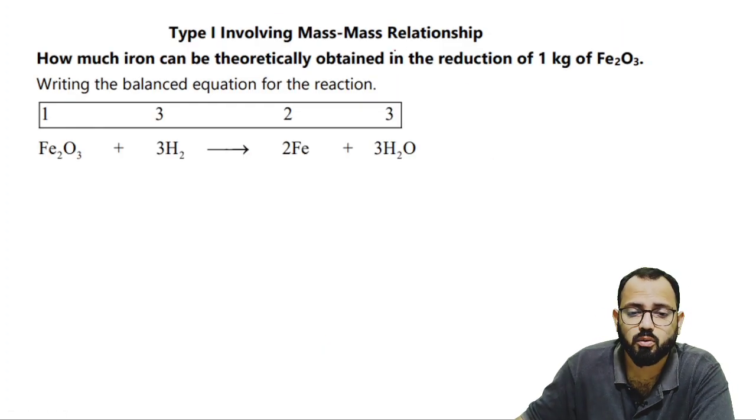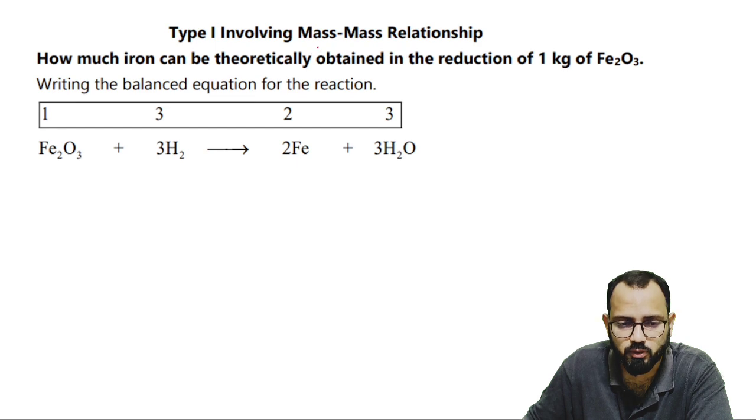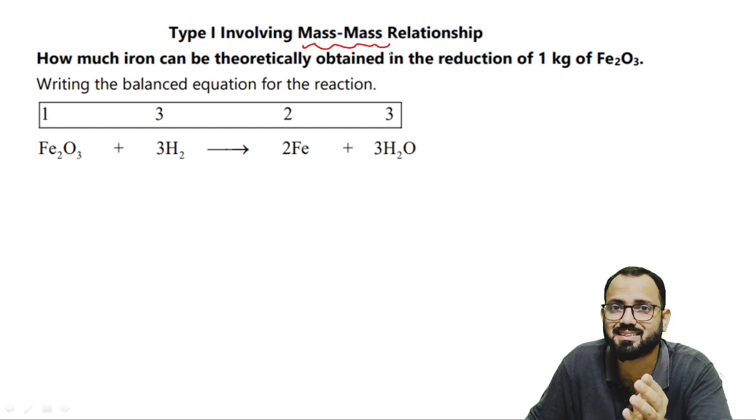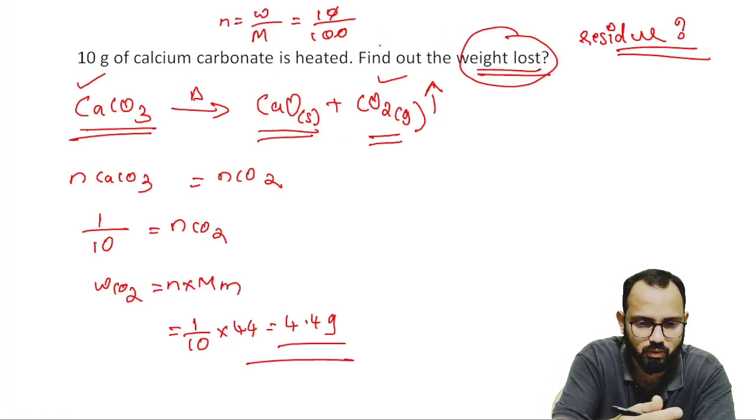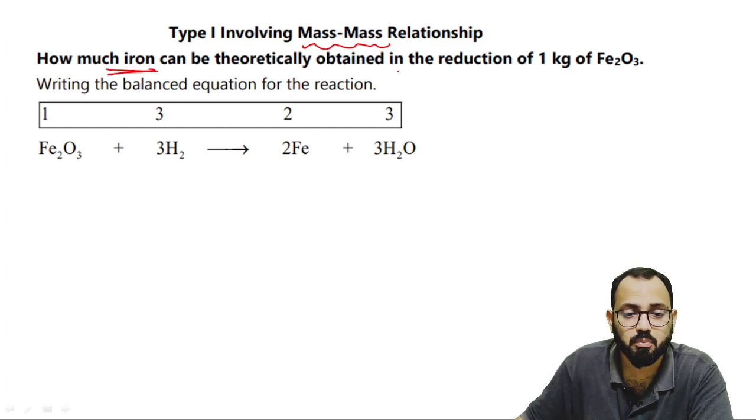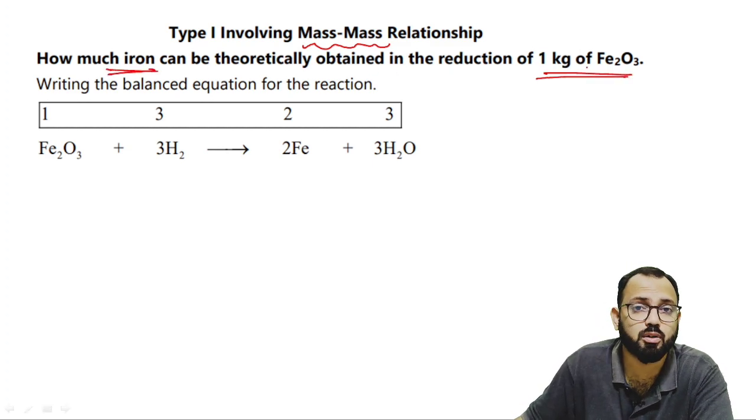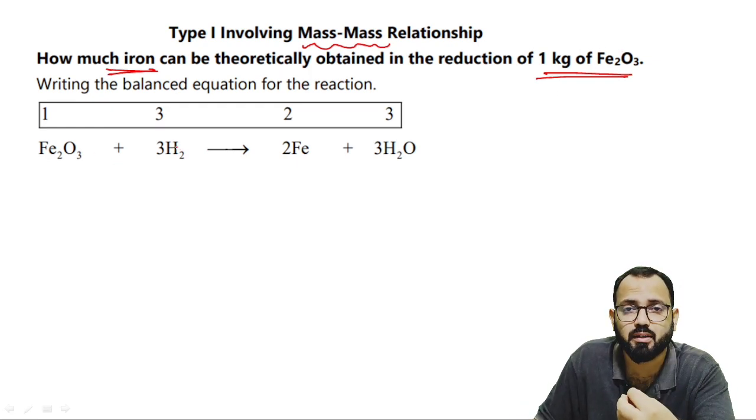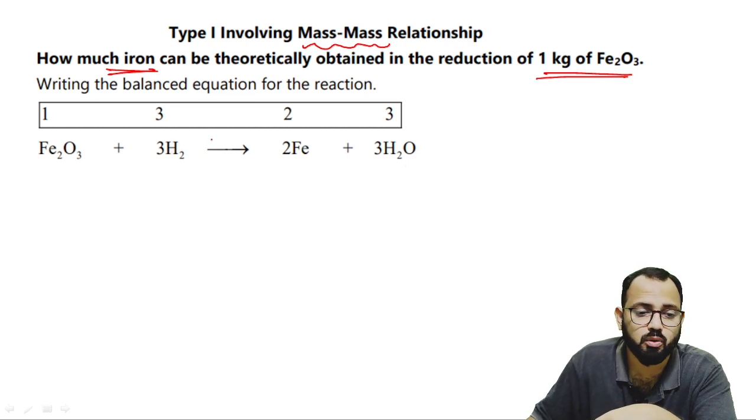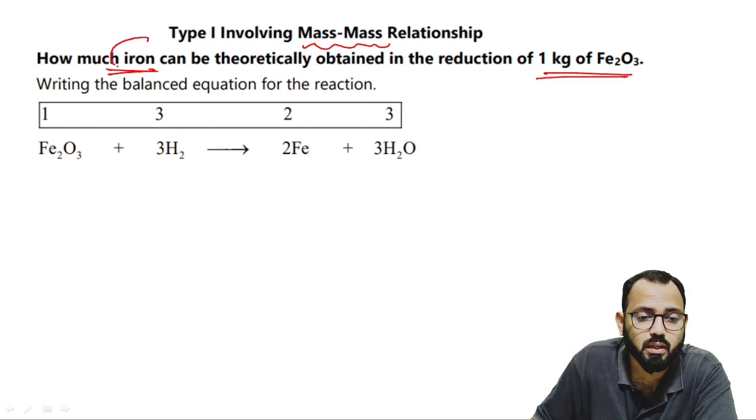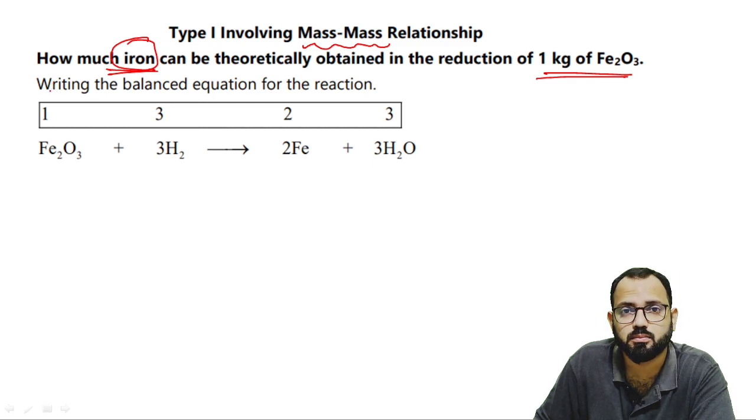Now we'll find out a few different types of questions. Like when we have to find out the mass relationship, they have given the mass, they are asking the mass. That is how we have done this one. Again, one more example I will do. How much iron can be theoretically obtained by the reduction of 1 kilogram of Fe2O3? So 1 kilogram of Fe2O3 undergoes reduction, reacting with hydrogen. What are you going to get? Fe plus H2O. They have given you the balanced equation already. Writing the balanced equation for the reaction like this one, you wanted to find out the mass of iron. Let's find out.